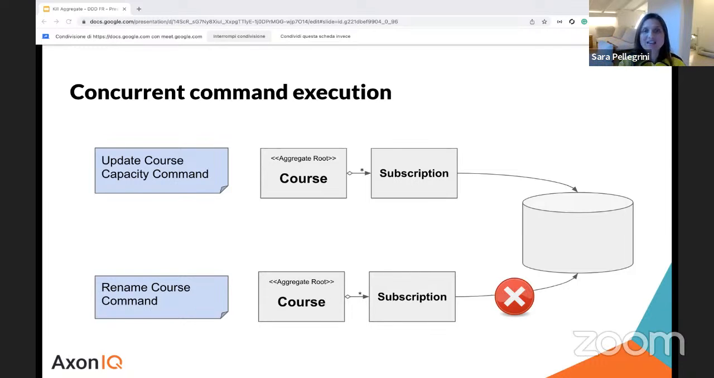It doesn't matter that the change in the title of the course will never affect the change in the capacity of the course, as well as the opposite. The fact that the two commands are managed by the same instance of the aggregate is sufficient to prevent them from being executed simultaneously. So assigning both of these commands to the same aggregate causes an increase in contention that would not be necessary, as we know that the information they modify has no reciprocal implications. Nevertheless, they must be handled sequentially, since they are part of the same aggregate.